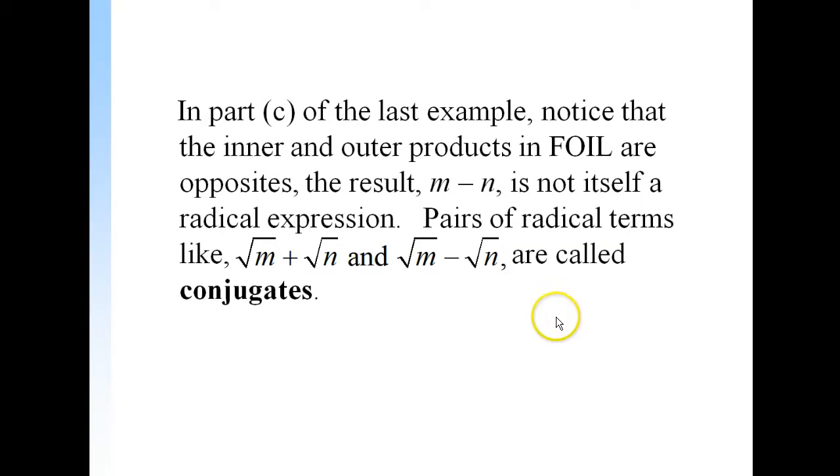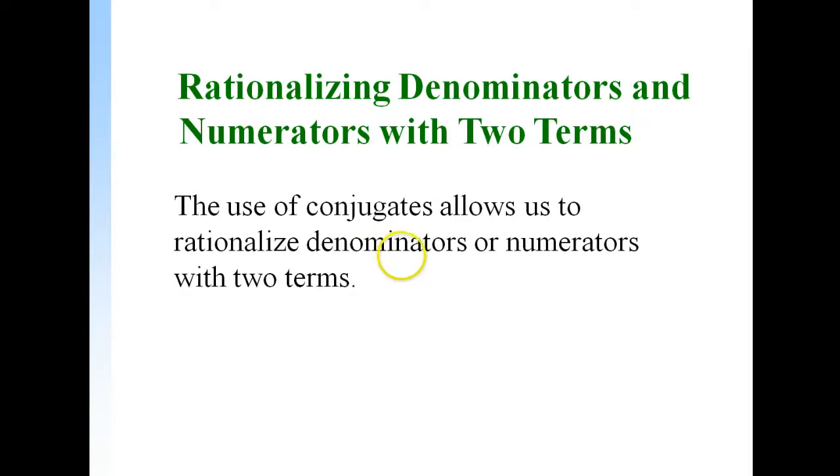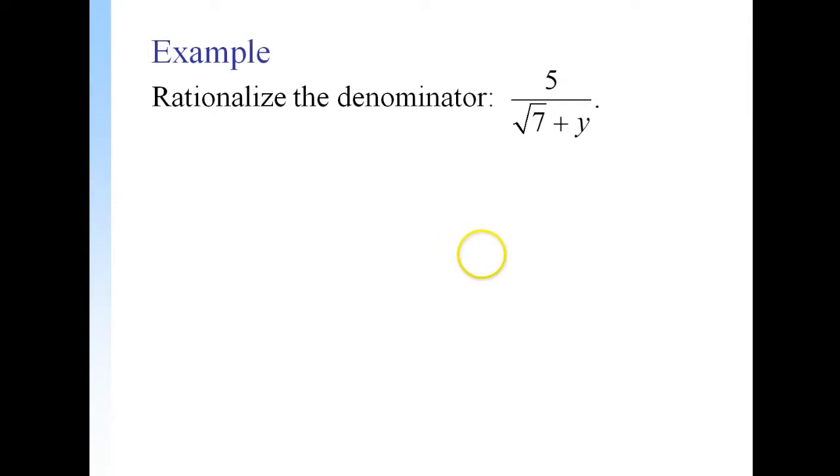Now here they're reviewing what we just reviewed, indicating that these are conjugates. When you multiply conjugates, the middle terms cancel out. It's a good tool that we're going to use in our next little part. And that's rationalizing denominators and numerators with two terms. Now we did it with one term, but there'll be some with two terms.